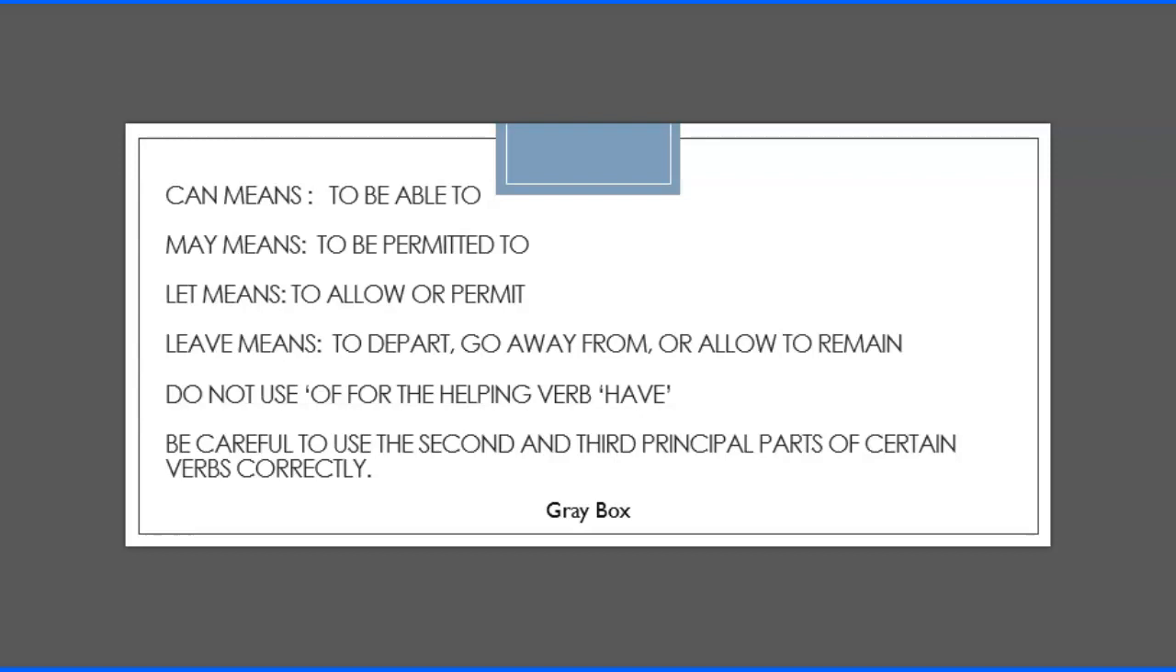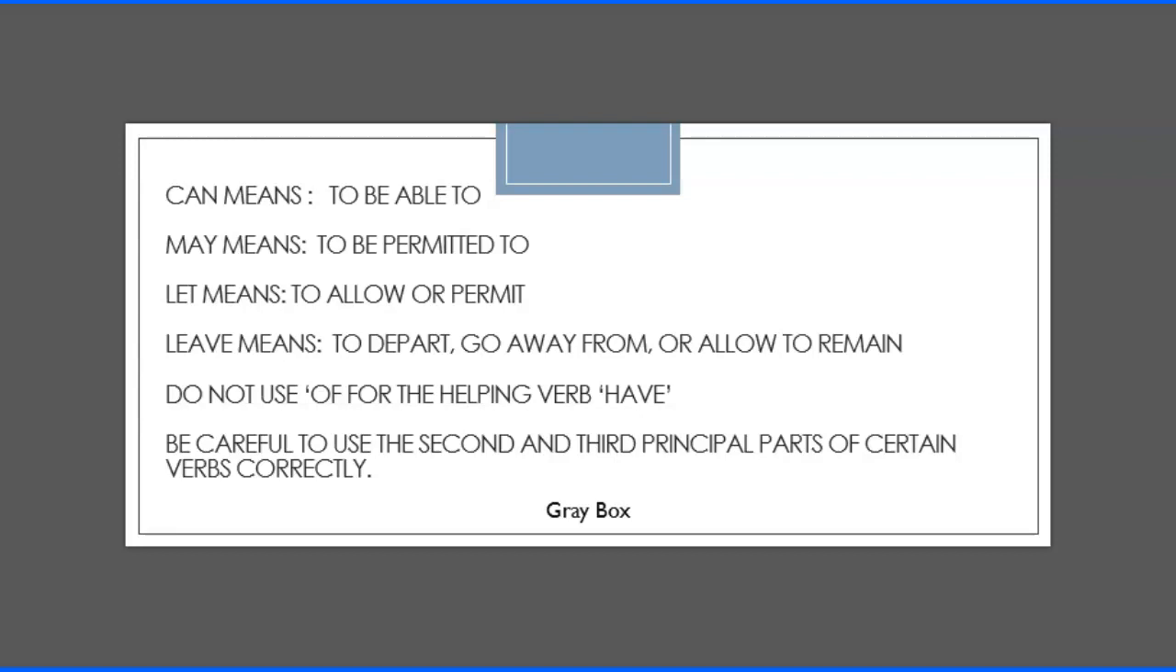Then the second category is let and leave. Let means to allow or permit. Leave means to go out the door. To depart, go away from, or allow to remain. Leave me in here would also be a proper use. And then finally, a lot of times we incorrectly use the word of instead of the correct form, which is have. Be careful when you are doing that. And then making sure that we use the correct second and third principal parts of some verbs that are referred to later in this chapter, but there's a list of them there.